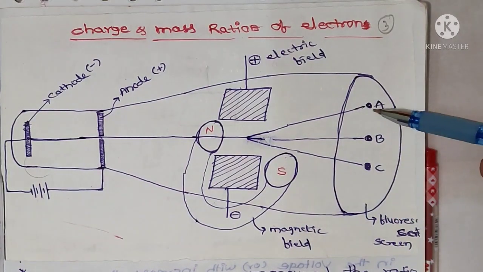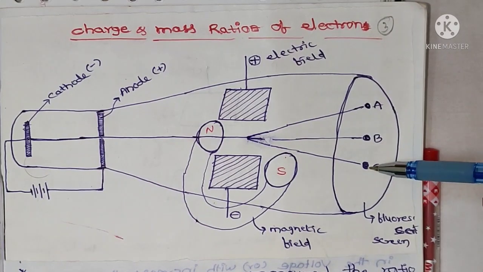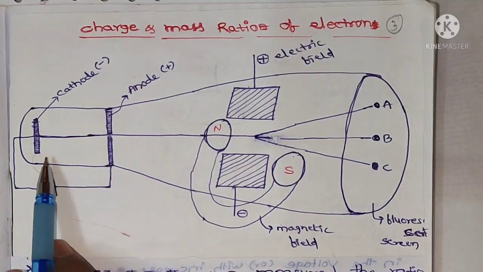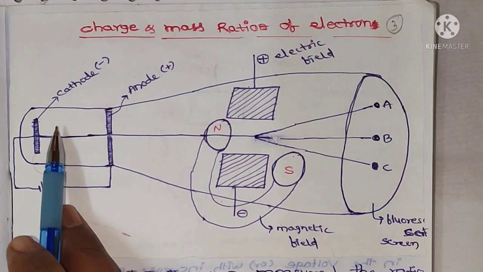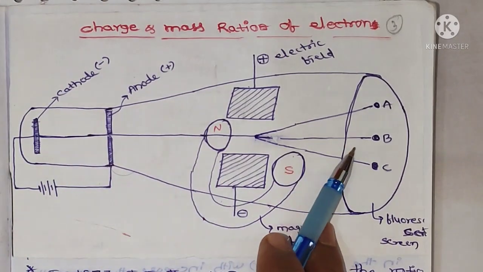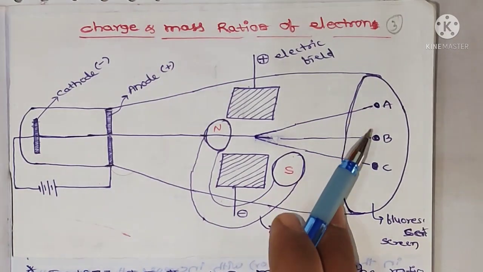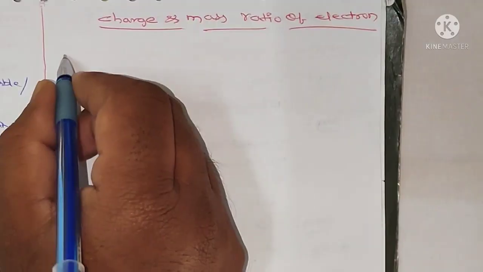And this one is the fluorescent screen. And there are 3 points, point A, point B and point C. The cathode rays mean that electrons start from the cathode and hit the fluorescent screen at 3 different places with different conditions.